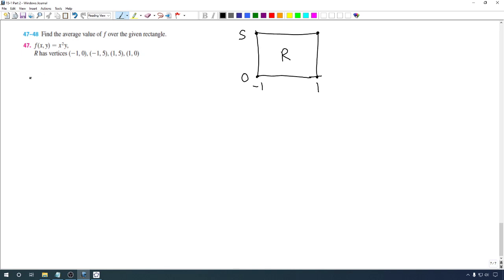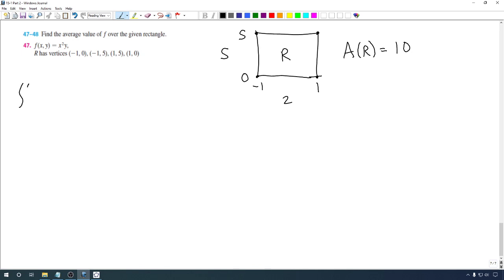Of course, when we try to find the average value, we're going to take the double integral and divide it by the area of the rectangle. In fact, the area of the rectangle is pretty easy to see here. This side down here has a length of 2. Mine is going from -1 to 1, so that's a length of 2. And this side over here has a length of 5. So the area of the rectangle is going to be the product, 10. Easy enough.